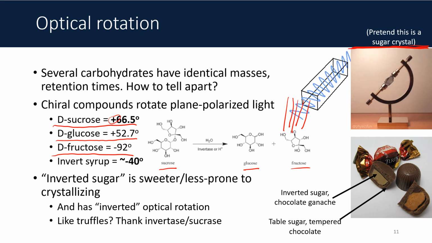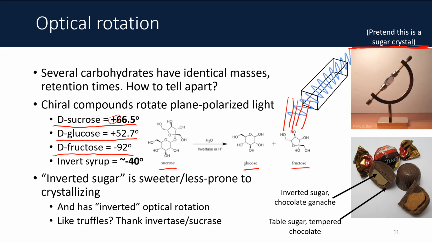This is kind of interesting. First of all, glucose and fructose, they're both C6H12O6 for starters. And all of these are D carbohydrates, but they rotate this plane polarized light very differently. Now, check this out.